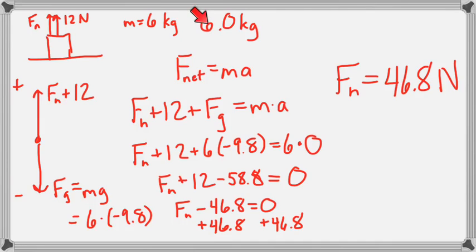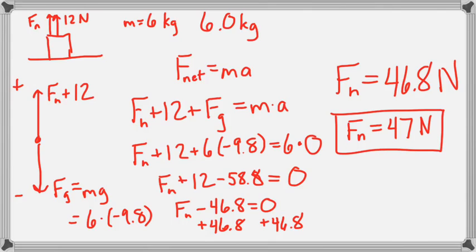So that has how many significant figures? That has 2 significant figures, right? The other number I was given was this 12 newtons right here. How many significant figures does it have? That also has 2 significant figures. So my answer in newtons should be expressed with only 2 significant figures. So instead of 46.8, the answer that I'm actually going to report is 47 newtons. All right, and that's actually my final answer.